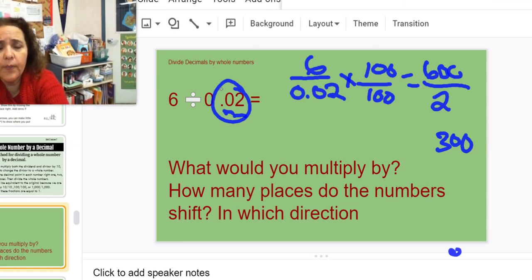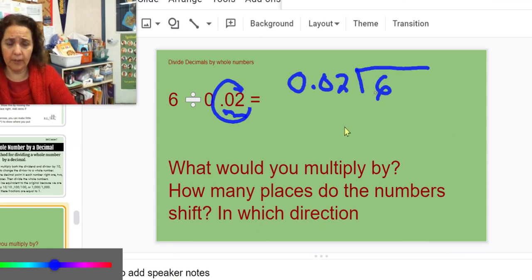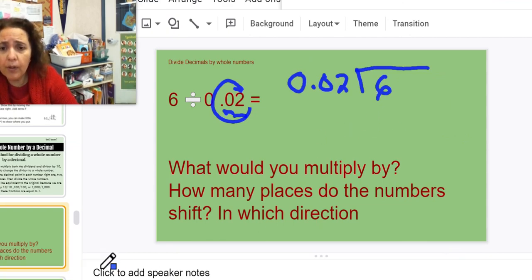Another way to do this, let me erase this and then I'll show you another way to do it. Okay, another way to write it, right? Now we still have 6 divided by 0.02. So remember, I want to get this into a whole number. So I'm going to shift the decimal 1, 2 places. If I shift that one 2, remember to the 6, I can add a decimal there. Now I'm going to shift it 2 places, 1, 2, because whatever I do to one, I've got to do to the other one. Now here's my decimal there. I've got to add 2 zeros.